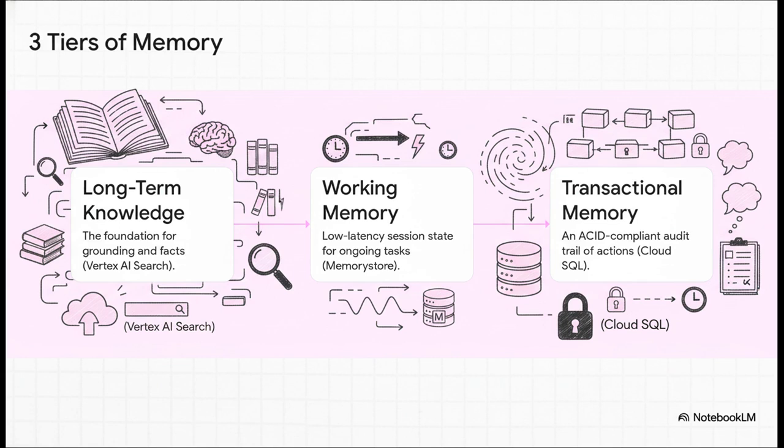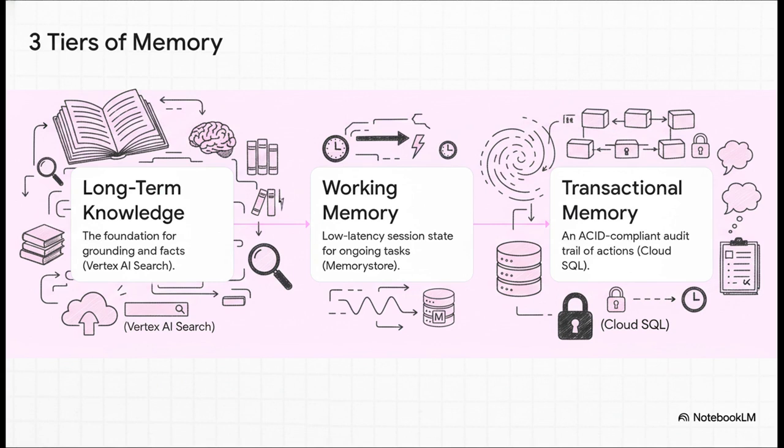You've got 3 layers here. First, there's long-term knowledge. This is the agent's giant library of facts, everything it knows, and you can manage this with something like Vertex AI Search. Then you have working memory, which is like its short-term scratch pad for the task it's working on right now. This needs to be super fast, so we use a service like Memory Store.